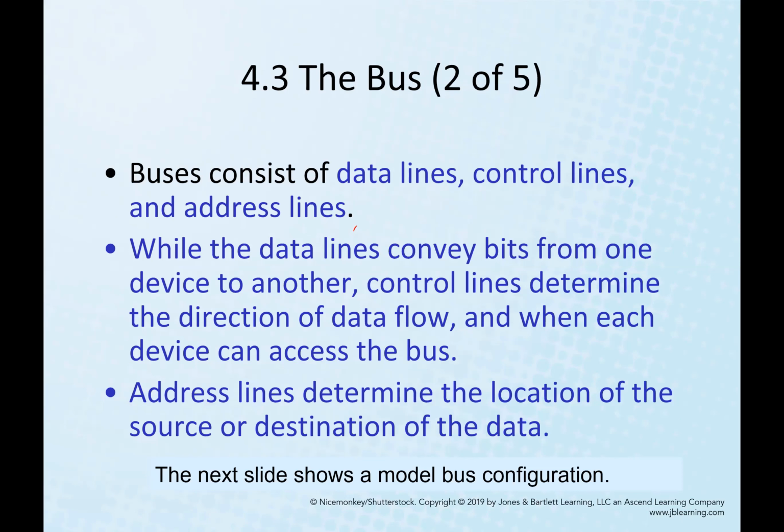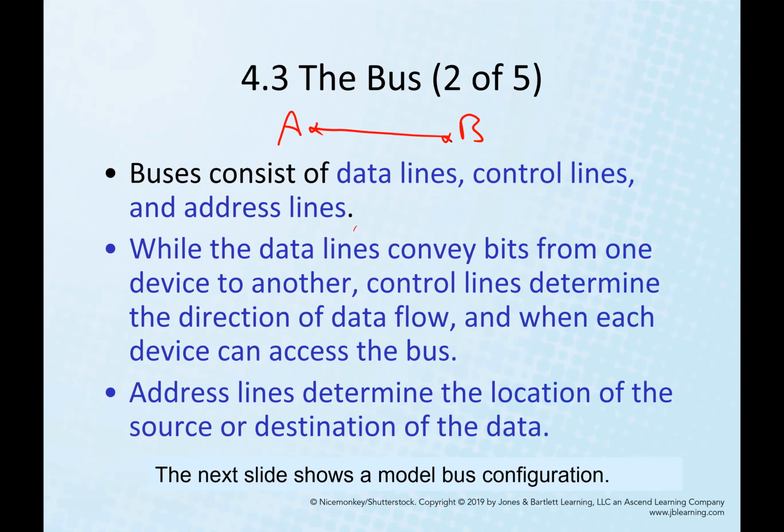What is a control line? The value of the control line determines the direction of the data movement. So if we have point A and point B connected with a bus, the control line tells whether we want to send data from point A to point B or from point B to point A. And of course, the address line is very important. If we're dealing with memory, the memory has different address locations. It says that, okay, we have the data. Data is ready. The direction is ready.